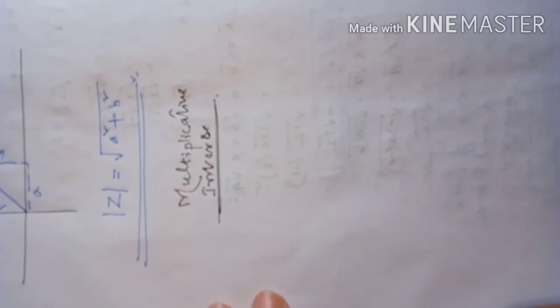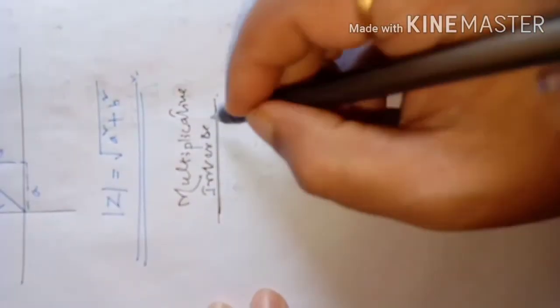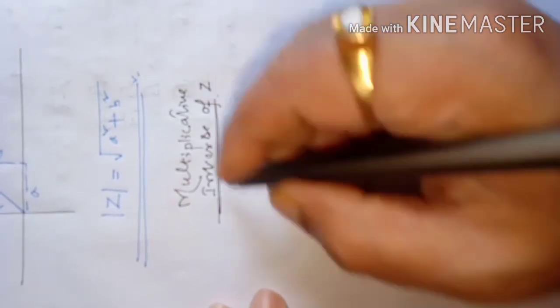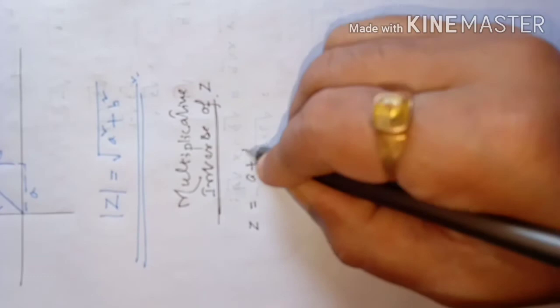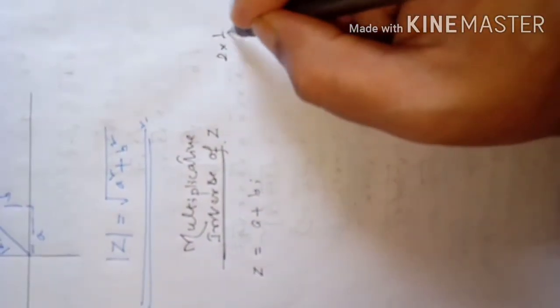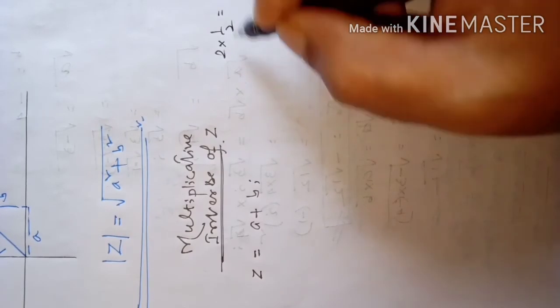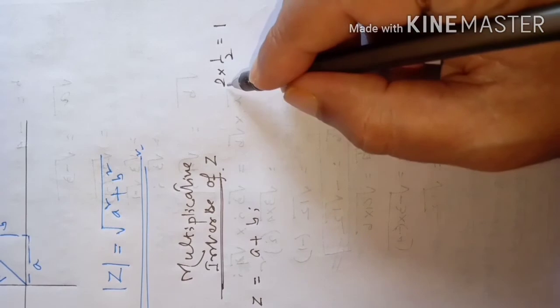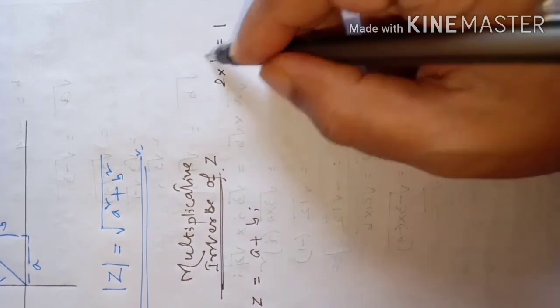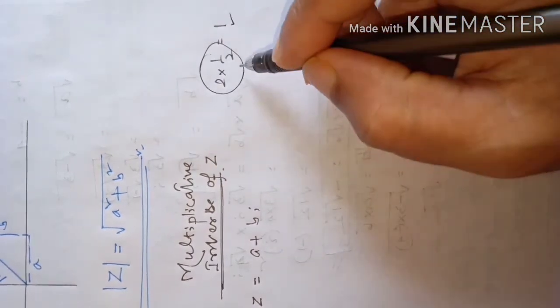So let us talk about multiplicative inverse of complex number z. So z is a complex number, that is a plus bi. Now multiplicative inverse means what? Suppose 2 and 1 by 2 you multiply, the result is 1. Then we say 2 is the multiplicative inverse of 1 by 2 and 1 by 2 is also the multiplicative inverse of 2. So when the product of two numbers is 1, then each is said to be the multiplicative inverse of the other.